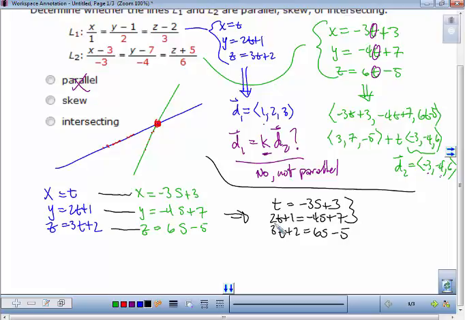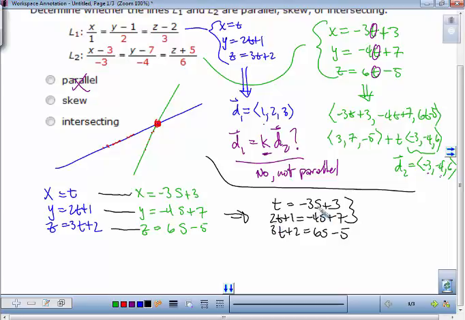Okay? Therefore, it's going to be skew. Yes? So if there's no solution for those group of equations right there, then it's not intersecting. Yes, correct. It's not going to intersect. All right. So let's see.